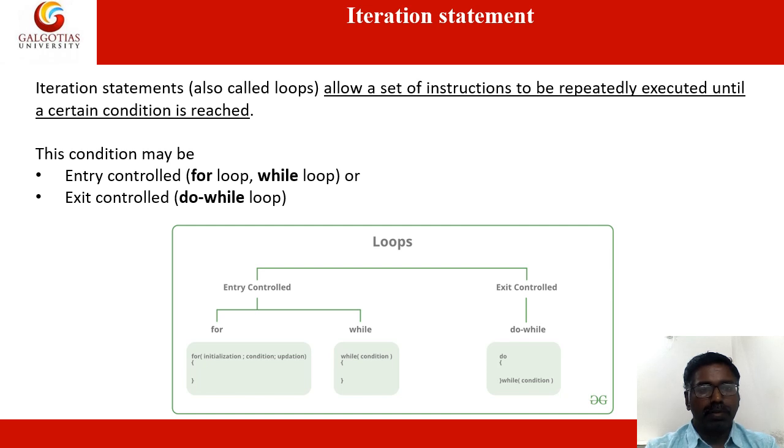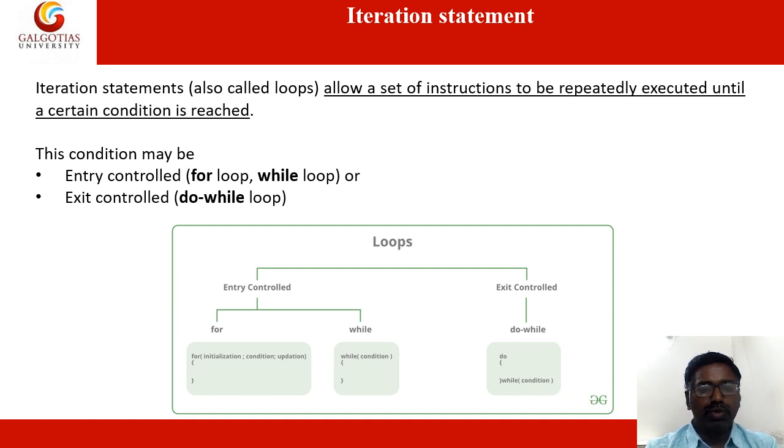What is meant by an iteration statement? It is also called a loop. It allows a set of instructions to be repeatedly executed until a certain condition is reached. Suppose we have a block of code that needs to be executed several times until a given condition; it will repeat 10 times, 20 times, until the given condition. The loop can be of two types: entry controlled and exit controlled. The entry controlled loops are the for loop and the while loop, and the exit controlled loop is the do while loop.